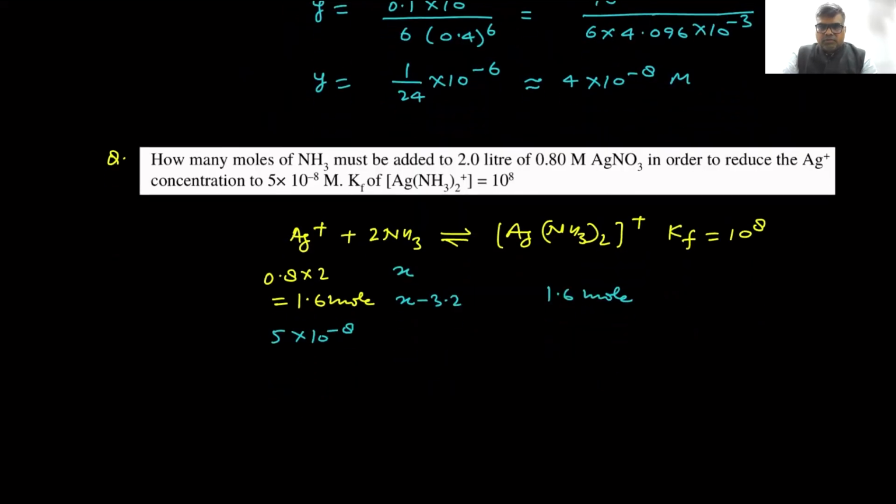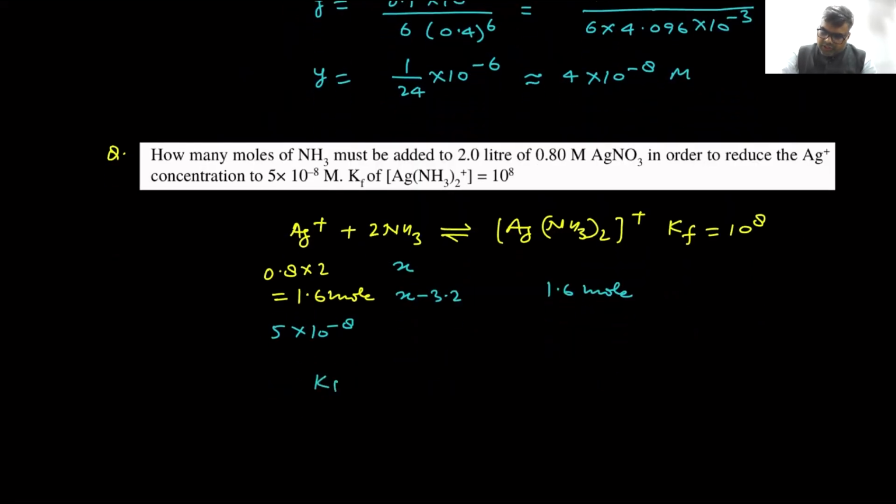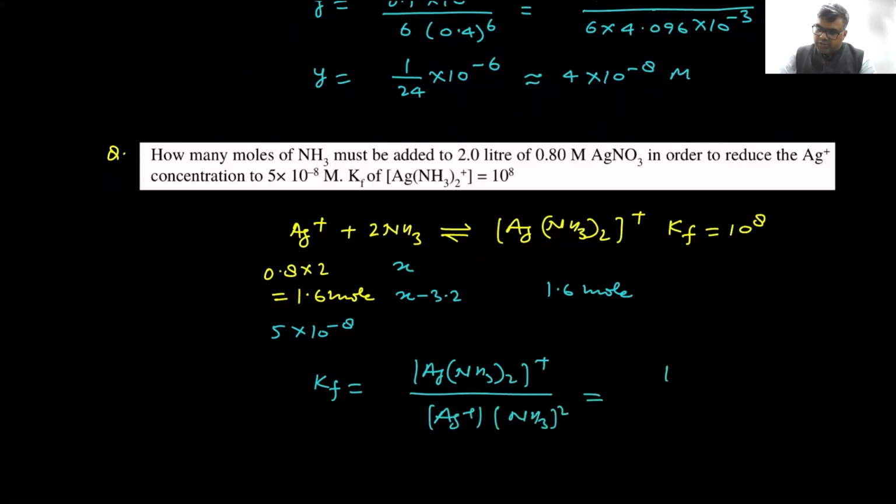Clear? So now if I substitute in terms of concentration, be very careful here. You have to put concentration, so volume we will use as 2 liters directly. So it will become concentration of Ag(NH3)2+ divided by concentration of Ag+ into ammonia square. Just substitute the values. So it is 1.6 by 2 divided by the Ag+ concentration, which is given directly as 5 into 10 power minus 8, and the ammonia concentration will be (X minus 3.2) by 2, square.